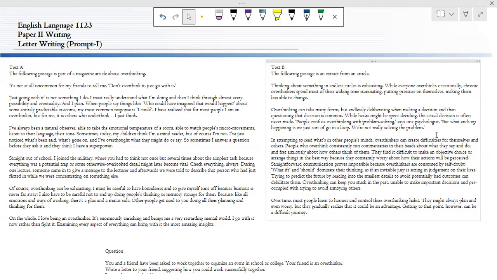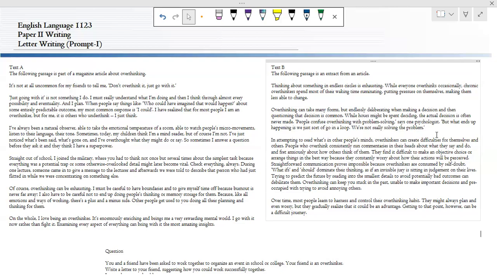And in text B, we can say that this passage basically focuses on the negative side of overthinking and how it can be a sort of harmful thing for you. The writer explains that overthinkers spend too much time thinking in circles without making any actual decision. The writer also quotes a psychologist, who mentions that people often mistake overthinking for problem solving, but in reality, it just creates stress without solving anything.